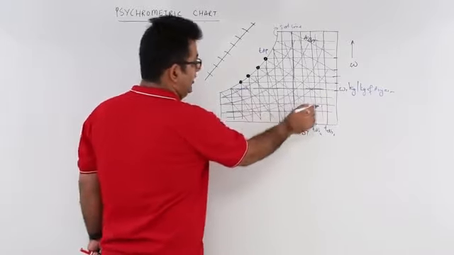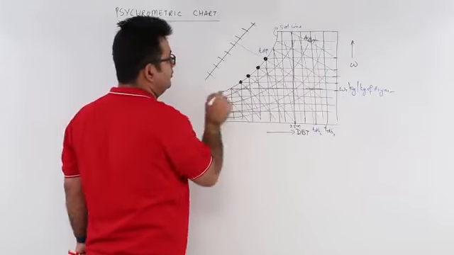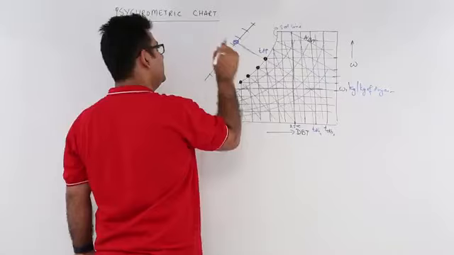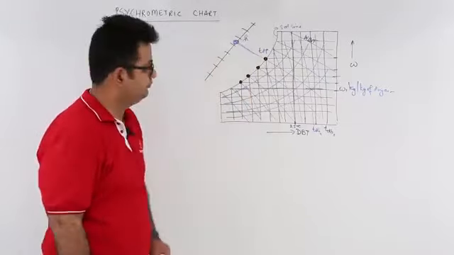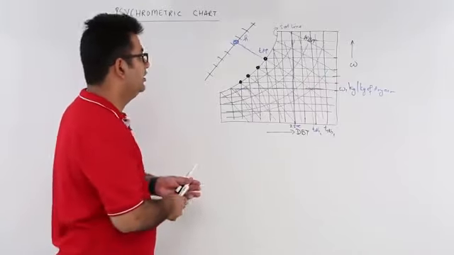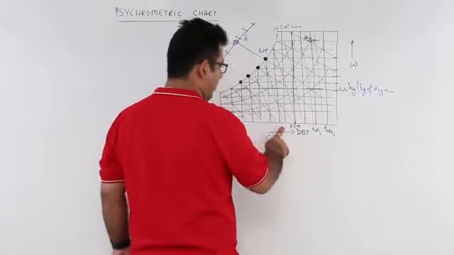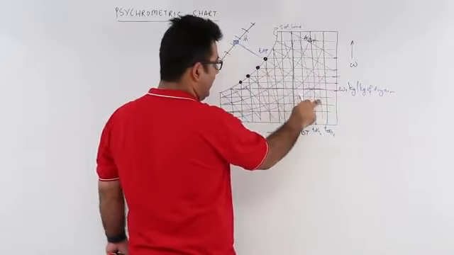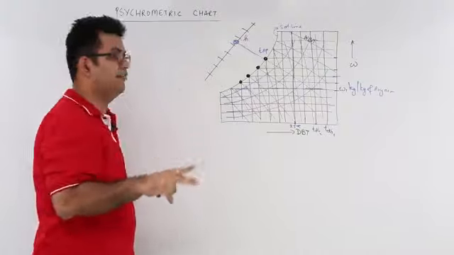Now you extend this WBT line and cut this line, so this point shows the enthalpy value at that particular condition. So this is what the psychrometric chart will tell you. It will tell you the dry bulb temperature, the specific humidity, the wet bulb temperature line, the dew point and the enthalpy. And there are two lines left.